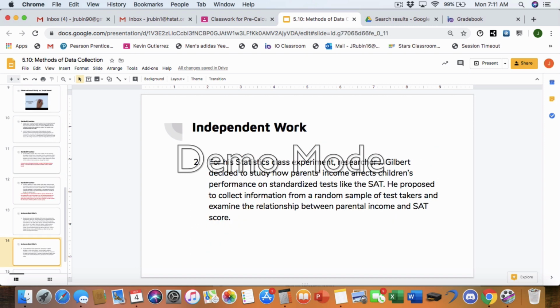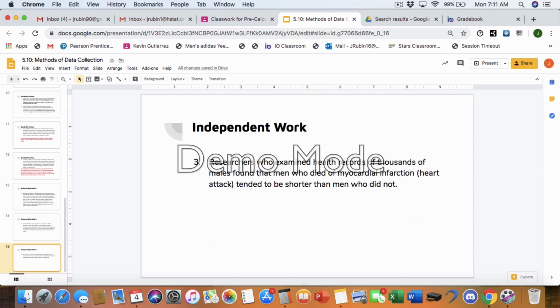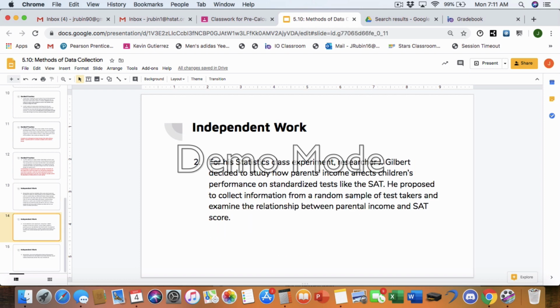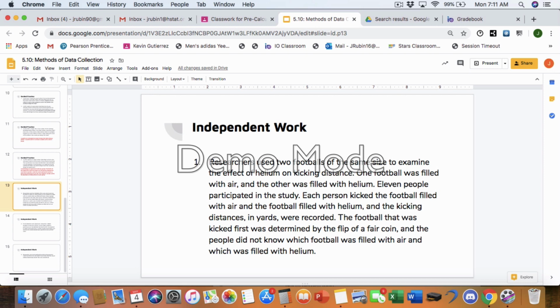So now for your independent work, right, you have these three questions. You simply need to tell me, is it an observational study or an experiment? And then why is that the case? Now, tomorrow I will post the exemplar responses so you can check your results. So be on the lookout for that.